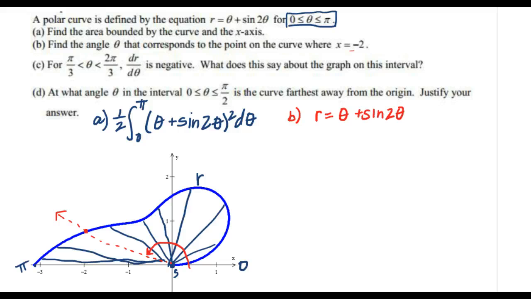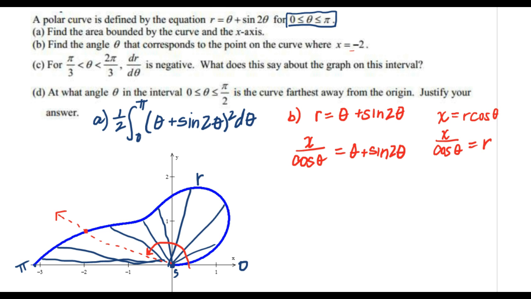So we have to use the relationship that we know that involves polar and rectangular coordinates, specifically x and r. What we know is that x equals r cosine theta. So if I want to replace r with something to do with x's, I'm going to divide this by cosine. So x over cosine theta equals r. I'm going to go ahead and replace r with x over cosine theta, and that equals theta plus sine 2 theta.